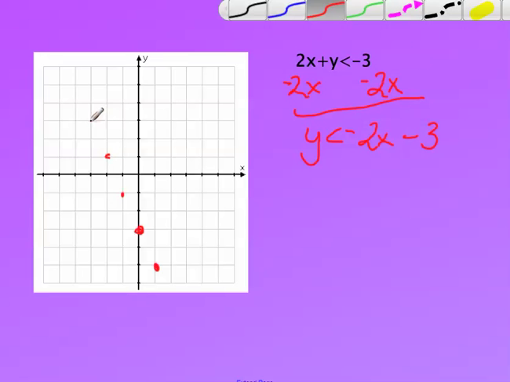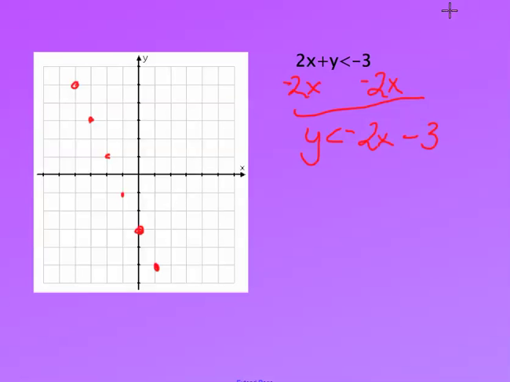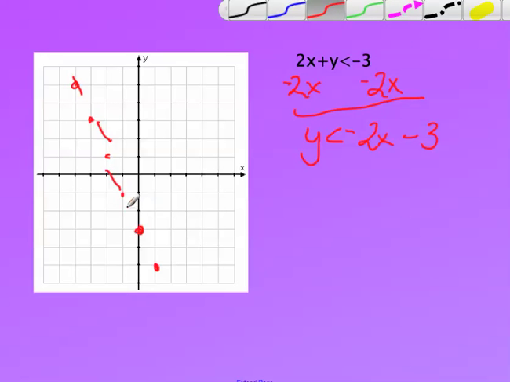Now, would this make a solid line or a dotted line? What do you think? If you said that it's a dotted line, you are correct. So we're going to make a little bit of a dotted line here. And then are we going to shade above the line or below the line? For this one, since it's less than, we're going to shade the area below the line.